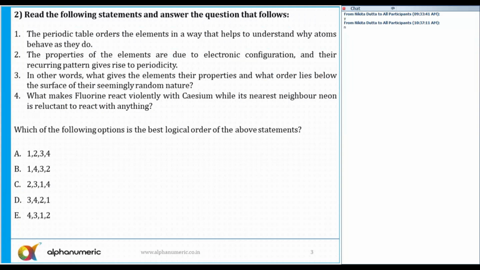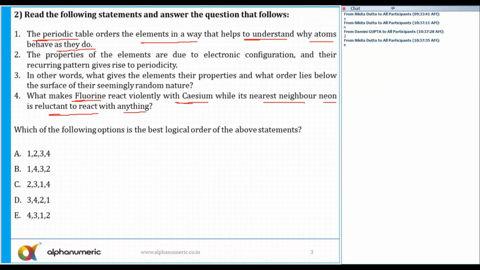First, you need to tell me about the periodic table. What does it do? It orders elements in a way which helps you understand why atoms behave as they do. Now, an explanation of why the atoms behave as they do is in number four. What makes fluorine react violently with cesium, while its nearest neighbor, neon, is reluctant to react with anything? So, why is it that one element behaves in a certain way and the other does not behave in a certain way?